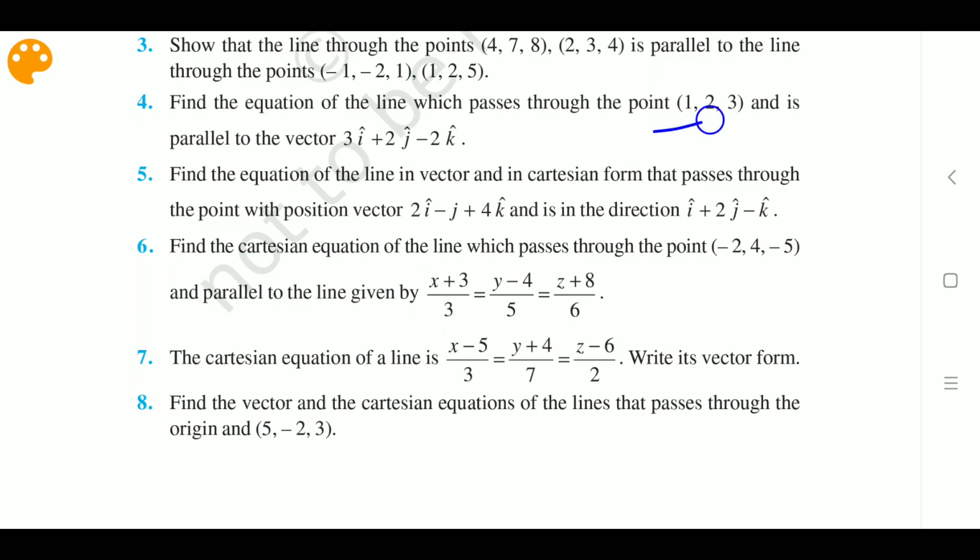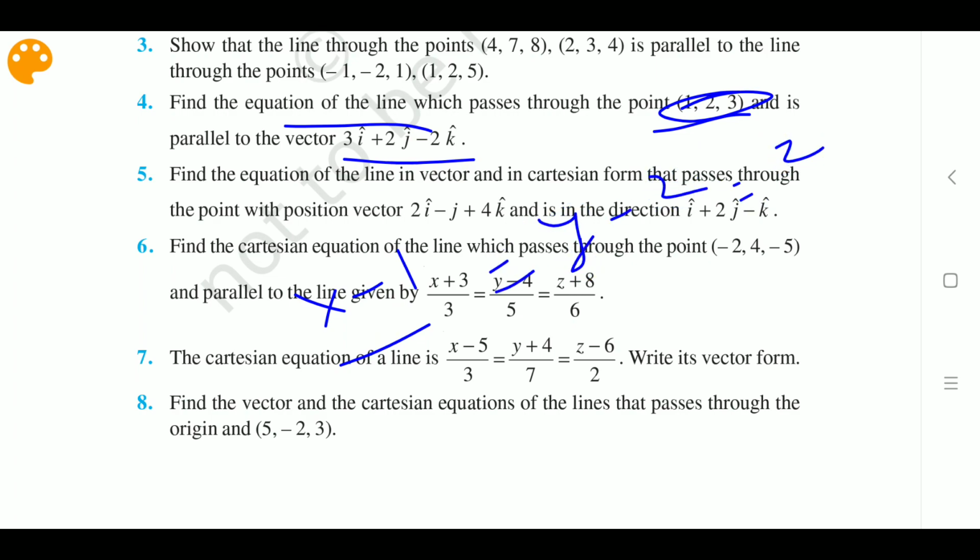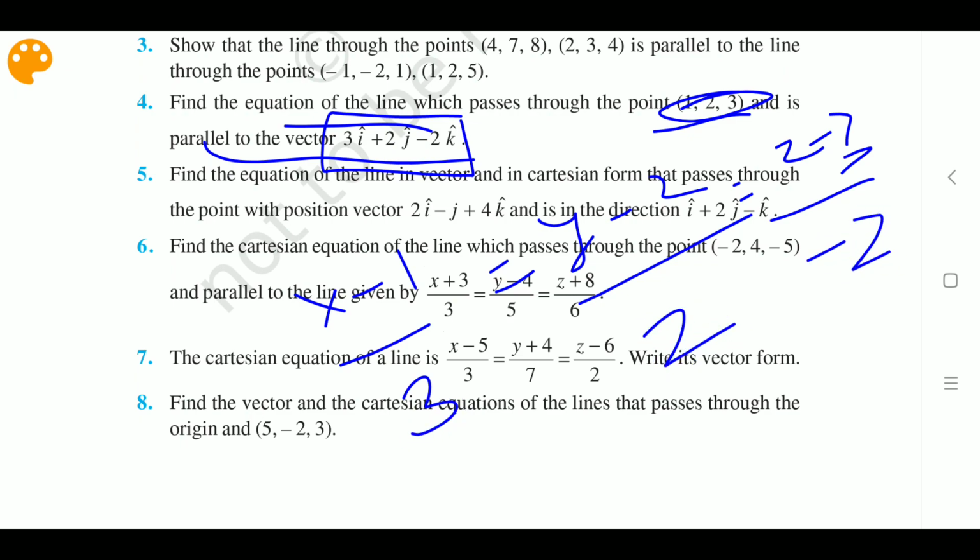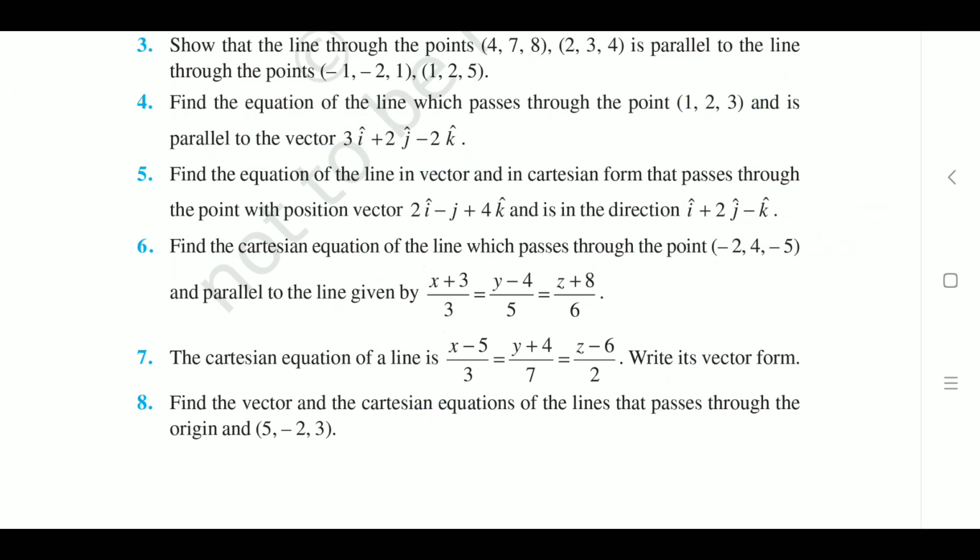In the next question, that is question number 4, you have to find out the equation of a line which is passing from a point 1, 2, 3, and this is parallel to the vector this. Okay, so you have to find out the equation of a line passing from this point. So this will be x minus x1 equals to y minus 2 equals to z minus 3 divided by, and divided by. This is a line which is parallel to this vector, so direction will be same, 3, 2 and minus 2.